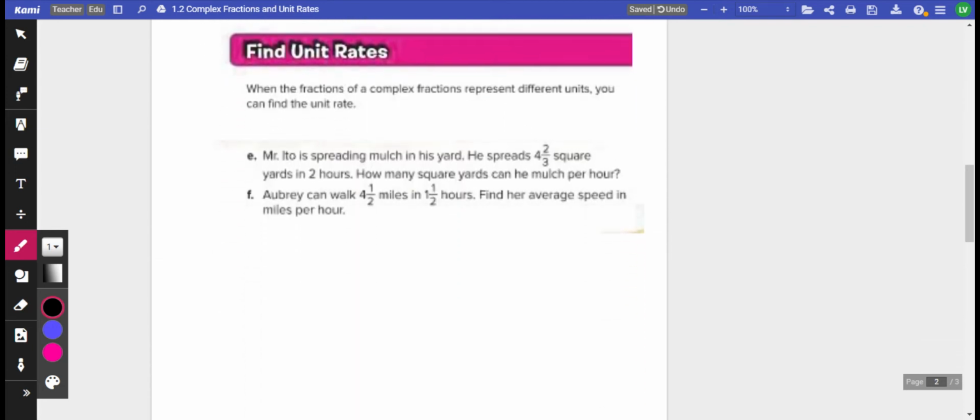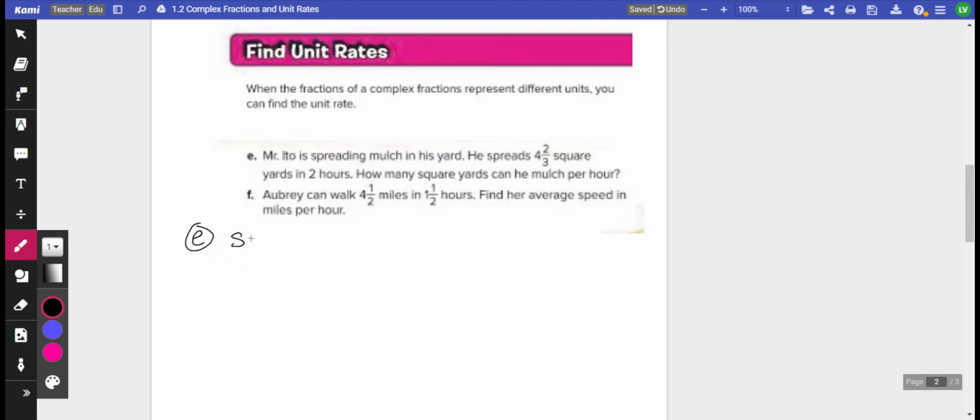Find unit rates. When the fractions of a complex fraction represent different units, you can find the unit rate. So let's try letter E. Mr. Ito is spreading mulch in his yard. He spreads 4 2/3 square yards in 2 hours. How many square yards can he mulch per hour? So that last part is asking how many square yards can he mulch per hour.